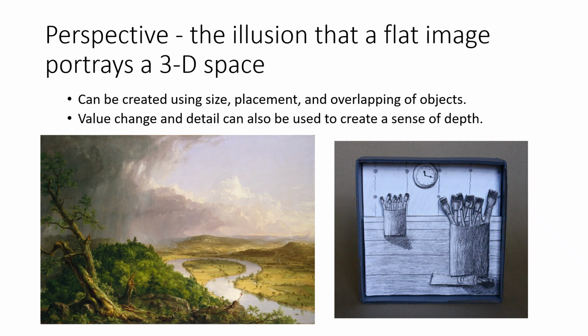Creating an illusion of space is called perspective, and it can be created in many ways. The example on the right uses the size of the objects to communicate that the larger paintbrush jar is closer than the smaller one, and both are closer than the clock. The artist has also used overlapping to tell us that the paint tube is the object closest to us.